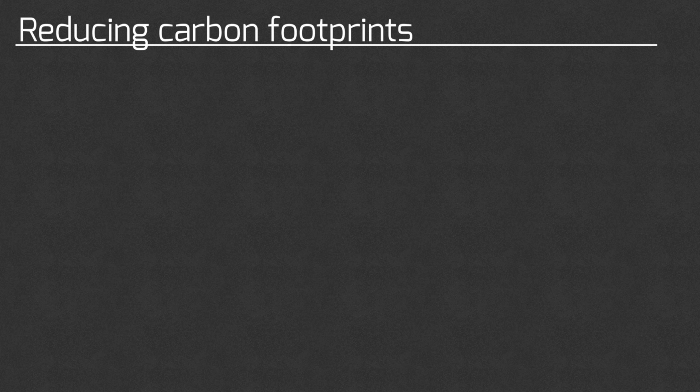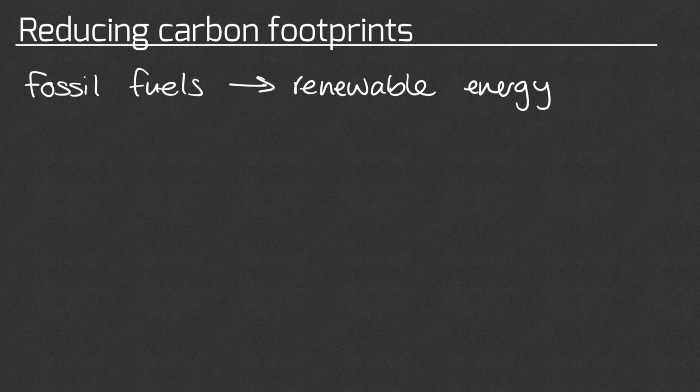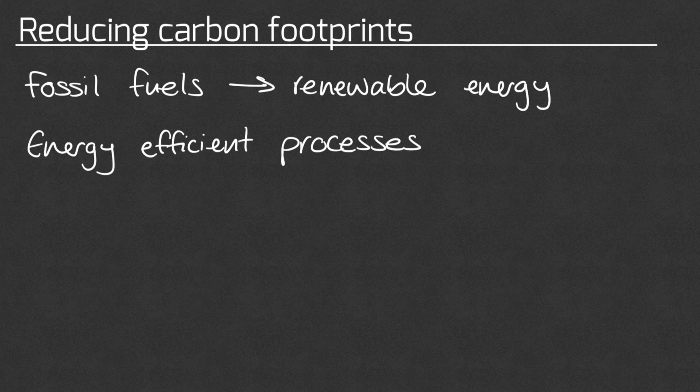We're now going to look at some of the ways which we can reduce carbon footprints. So we know that burning fossil fuels releases carbon dioxide. Instead, we can use renewable energy sources like wind or solar because they don't release carbon dioxide during the production of those types of electricity. We can use processes which are more energy efficient. This means they'll waste less energy, so we'll need to burn less fossil fuels in the first place to produce that energy.